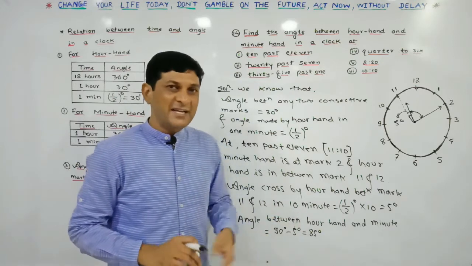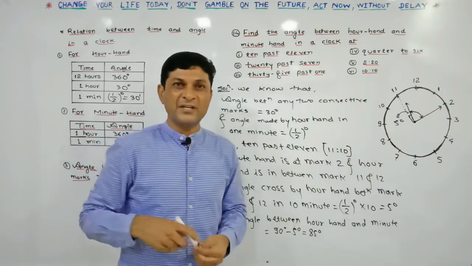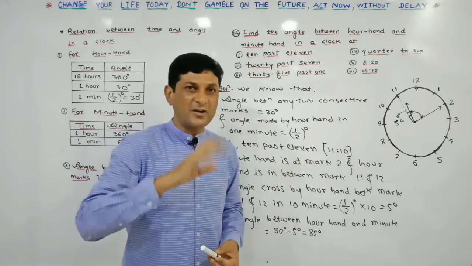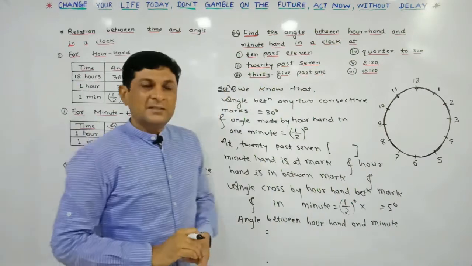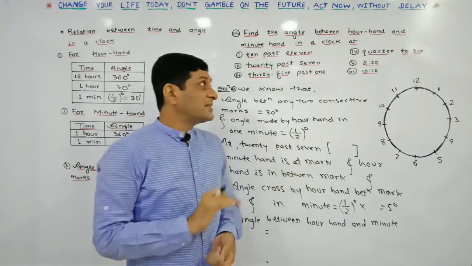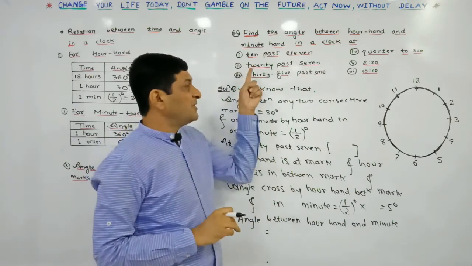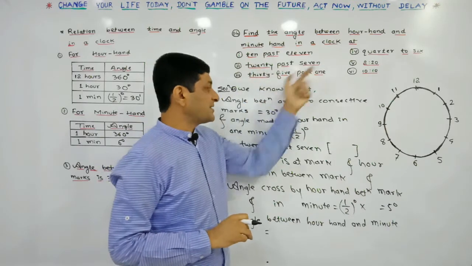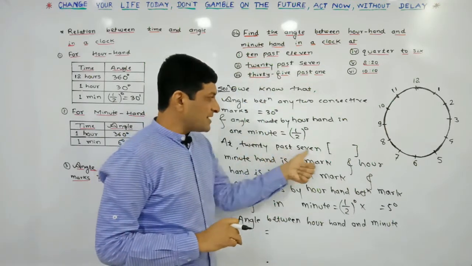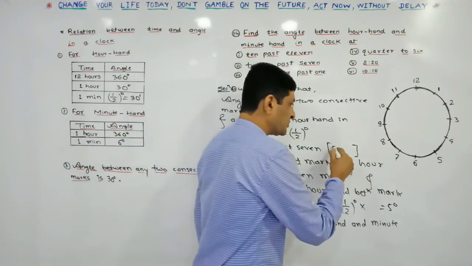So I hope the idea about how to find out the angle between the minute hand and hour hand of a clock is very clear to you using all these results. Now see the second example. In the second example, we are finding the angle between the minute hand and hour hand of a clock at 20 past 7.